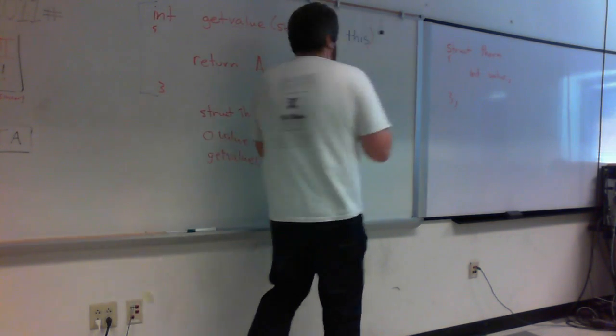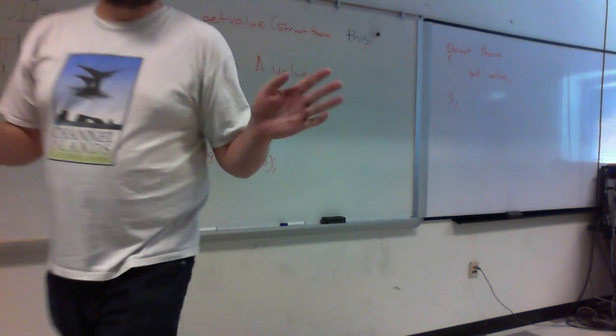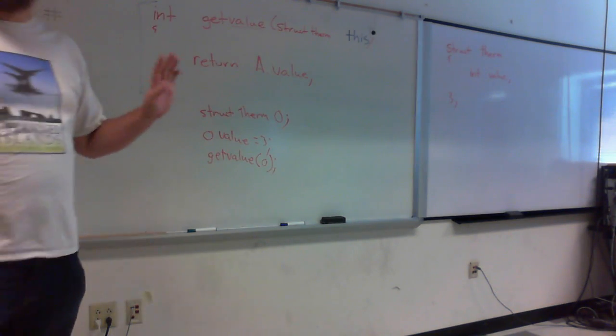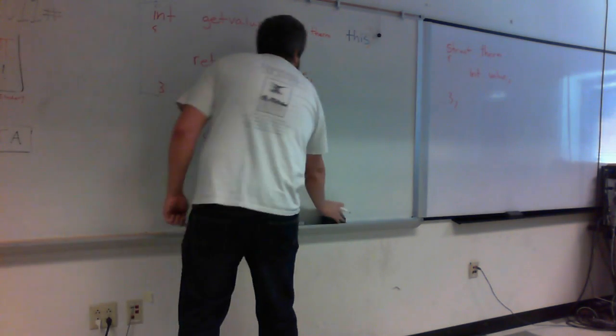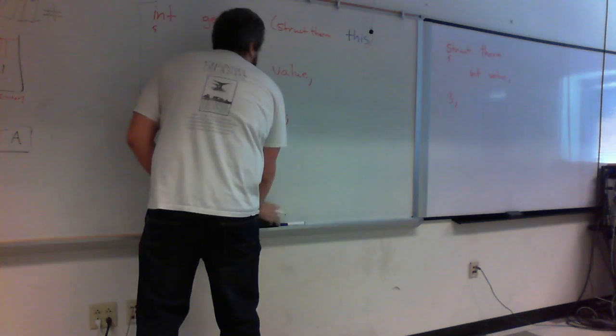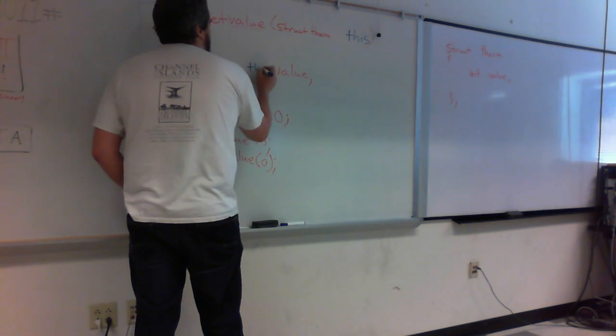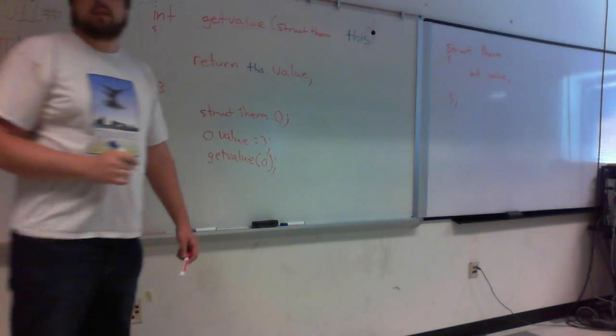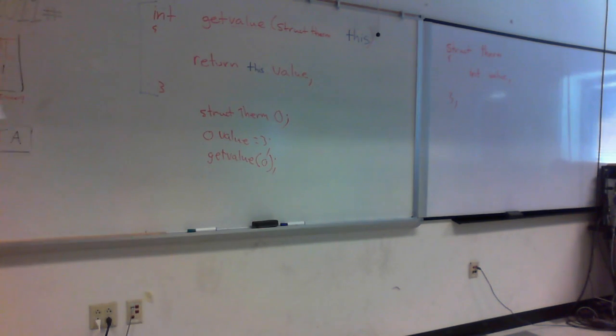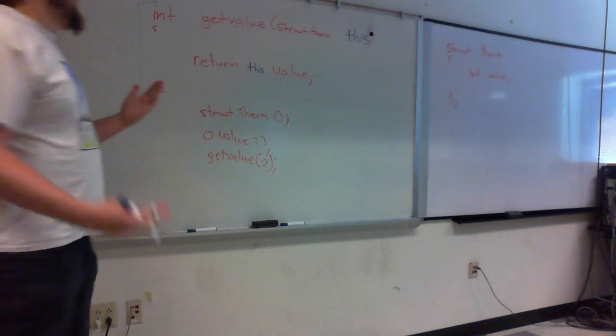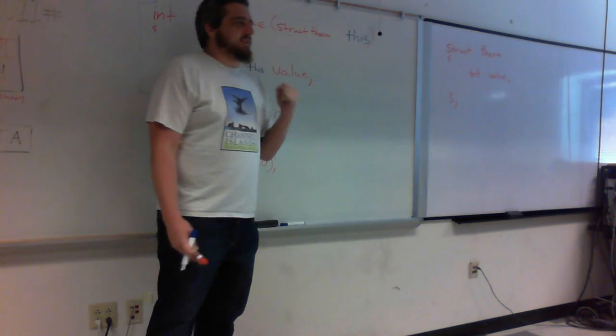So in C, this has no special meaning. It's not a keyword, it's just a variable name. So now when I say return a dot value, I really say return this dot value. Does that look more object-oriented to you? I didn't do anything different. The only thing I did differently is name my parameter differently.